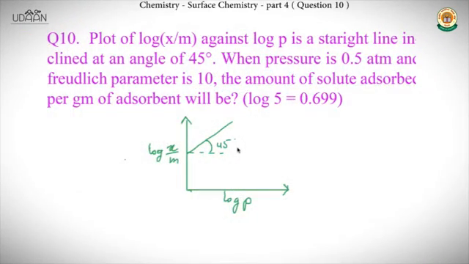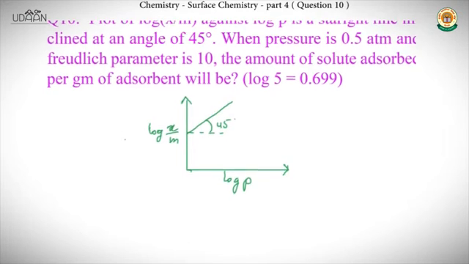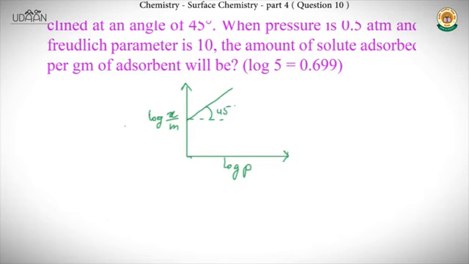So let's solve this question. In this question we are given this plot, and we are also given that the pressure is 0.5 atm. The question says that we have to find the amount of solute adsorbed per gram of adsorbent. As I mentioned earlier also, the isotherms in this topic are quite important. If a question is asked, it will mostly be from this topic. So let's see the Freundlich adsorption isotherm equation.